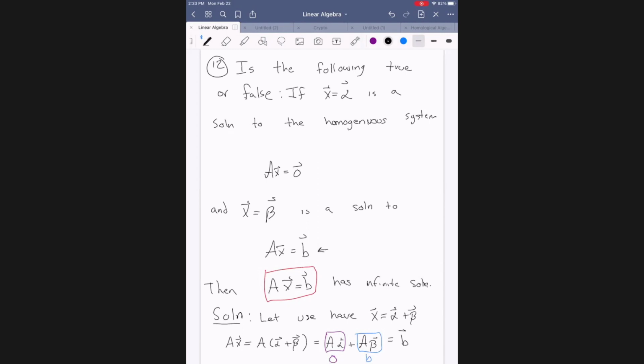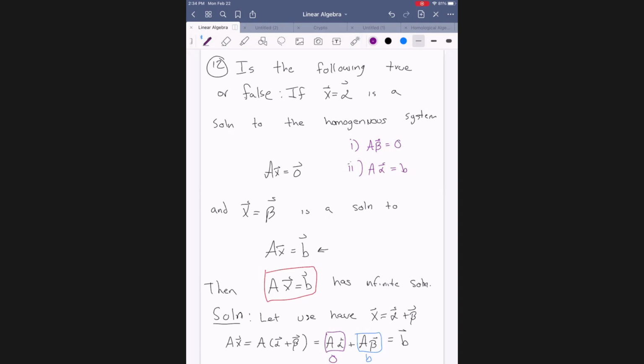okay, yeah. Good. I think I should have mentioned that first. So in my head, I was thinking, okay, I know A times alpha is equal to 0, and I know that A times beta is equal to B, right? That's what I had in my head. So I knew these two things from the statement.